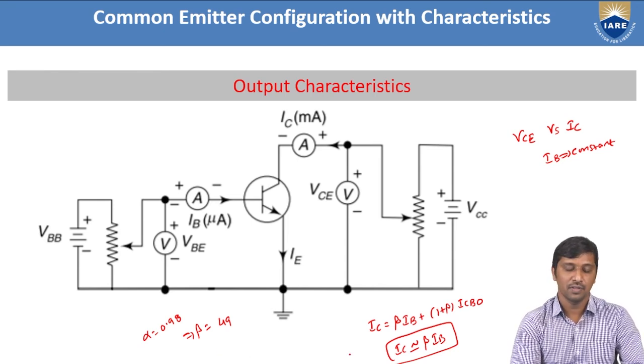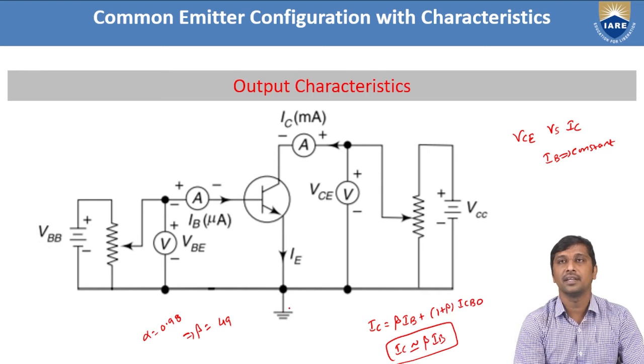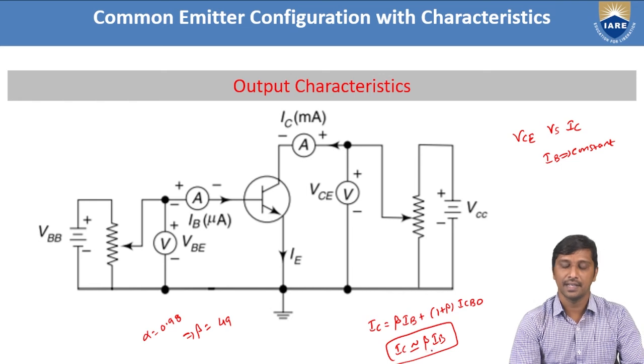Suppose I consider the alpha value as 0.98, so what happens here? The output is 49 times your given input current. It means more amplification is done in the common emitter configuration. That is the reason we need to identify the output characteristics by keeping the input parameter constant. But here it satisfies the DC current gain in terms of your beta value.